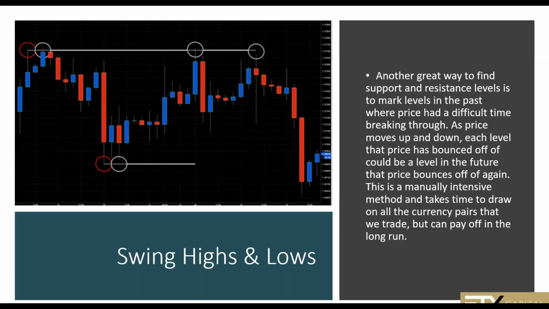So the other way we can get this for short term is looking at the most recent swing highs and swing lows on your candlesticks and taking those swing highs and swing lows and drawing them forward to give us some price on our chart. So as price moves up and down, each level that price has bounced off of could be a level in the future that price bounces off of again. This is a manually intensive method and takes time to draw on all the assets you're watching, but it can pay off in the long run.